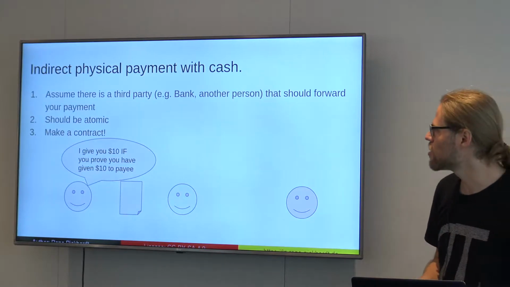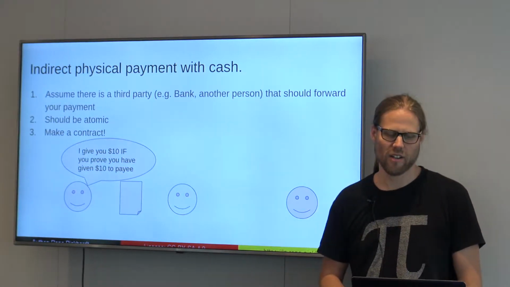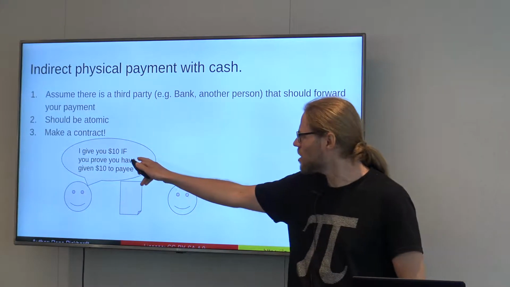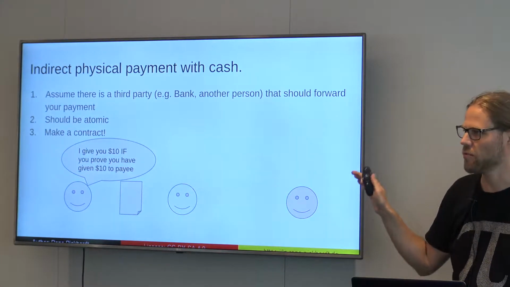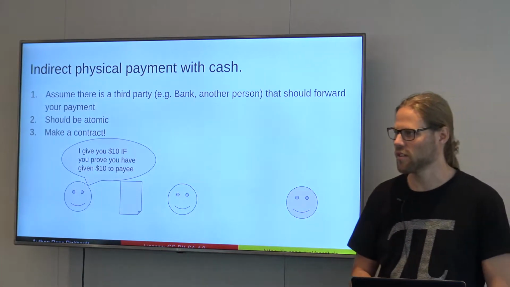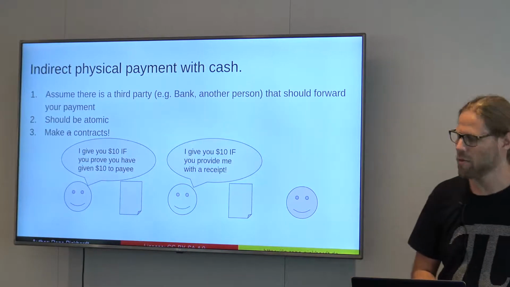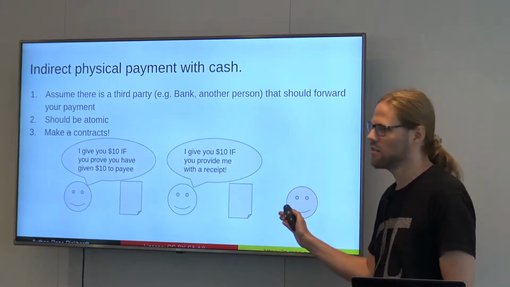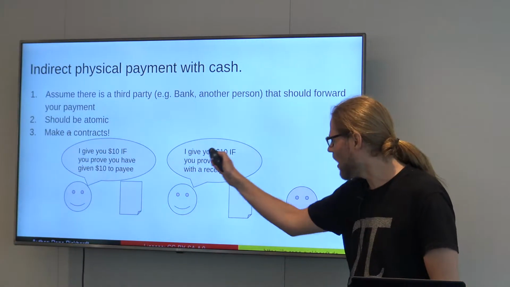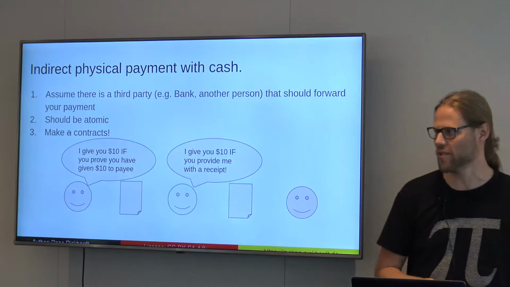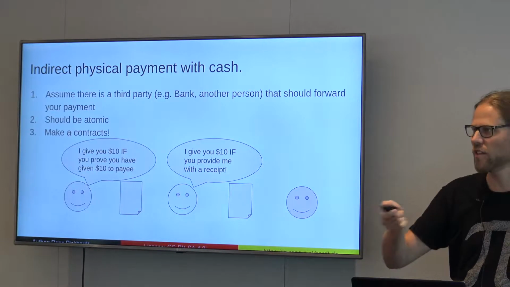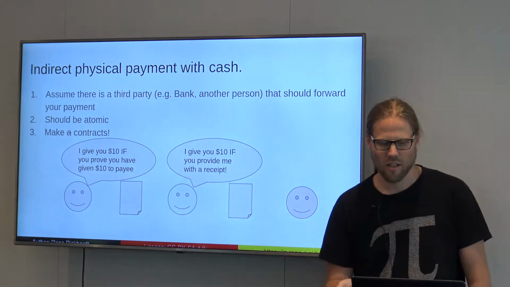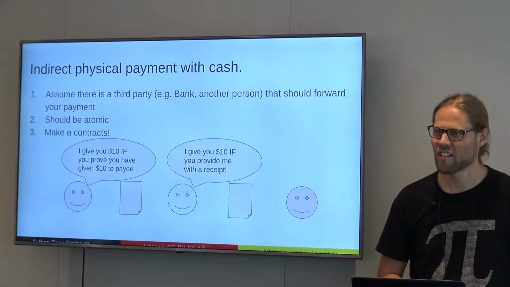And how we could do this is we could create a contract, right? Where I'm saying, you know what? I give you $10 if you prove that you have given $10 to a payee. If we create this contract, I feel pretty confident. Now the person in the middle says, you know what? We make also a contract. Actually, they could do it directly, but they could say, I give you the $10 if you provide me with a receipt. And these people could set up these contracts. They could, in the offline world, in the cash world, negotiate these contracts.